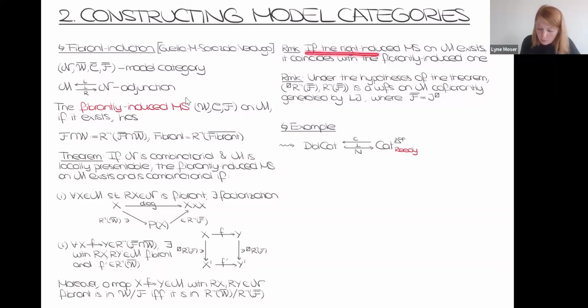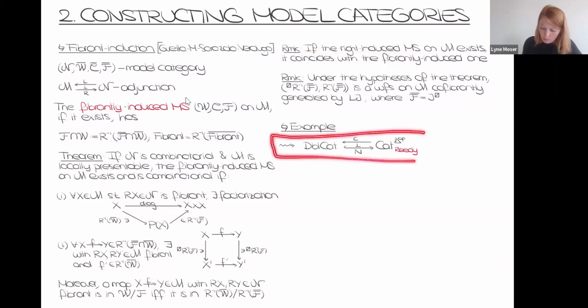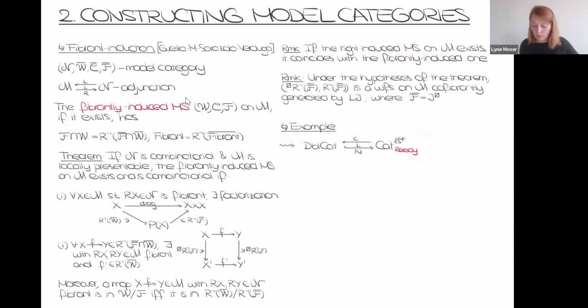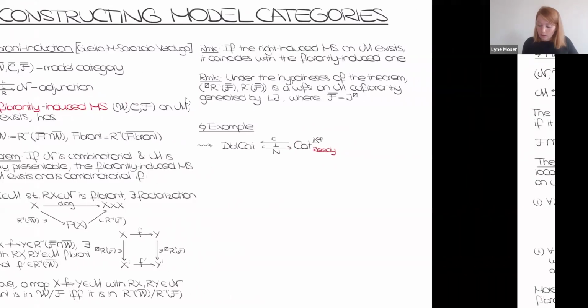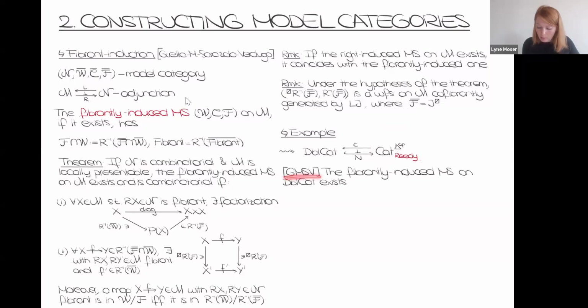And so, as I said before, if the right-induced model structure exists, then it coincides with the fibrantly induced one. But in the example that we saw before, we had this adjunction, this inclusion of double categories into simplicial categories, where we put the Reedy model structure. And we saw that the right-induced model structure doesn't exist. But instead, what we showed is that the fibrantly induced one exists. And so this gives you an example where right induction fails, but fibrant induction works.